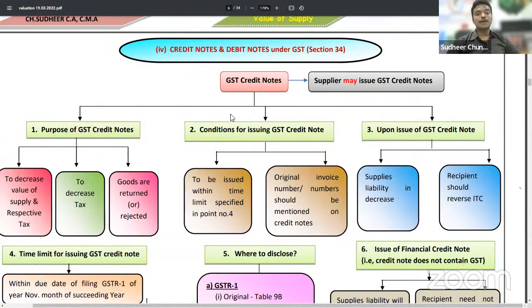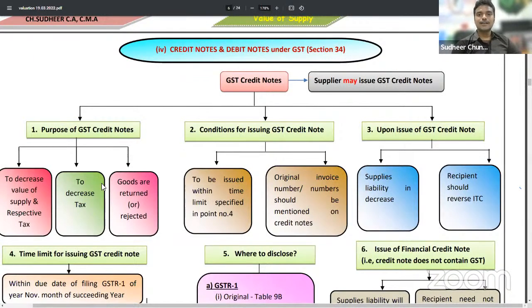Whether financial debit notes and credit notes can be given or not. Once a credit note is issued, whether we need to pay GST or not. These are many doubts that have still arisen in the minds of many members. So let us have a complete clarification regarding that aspect.